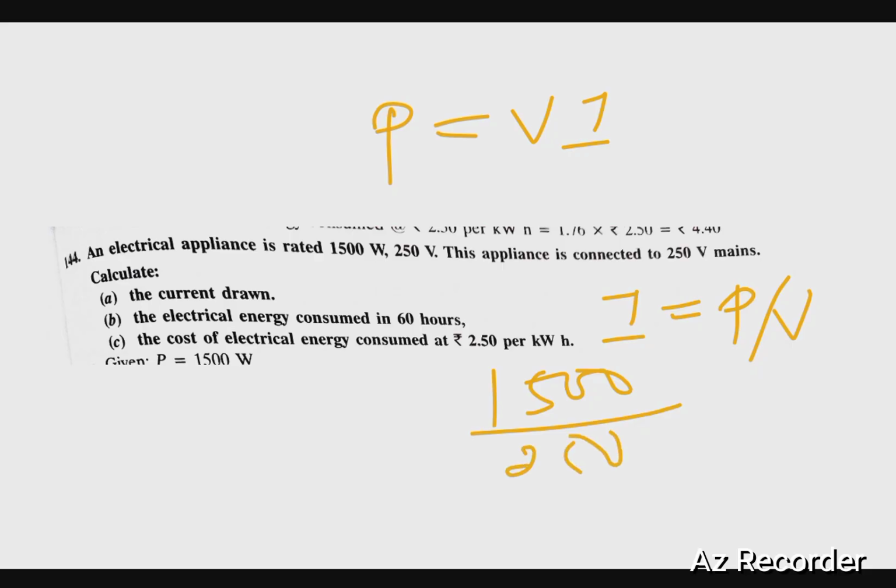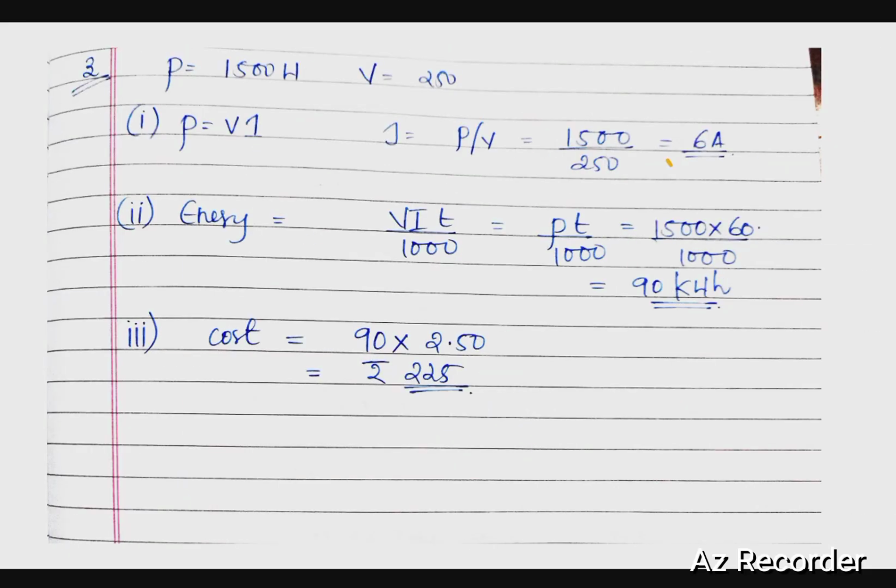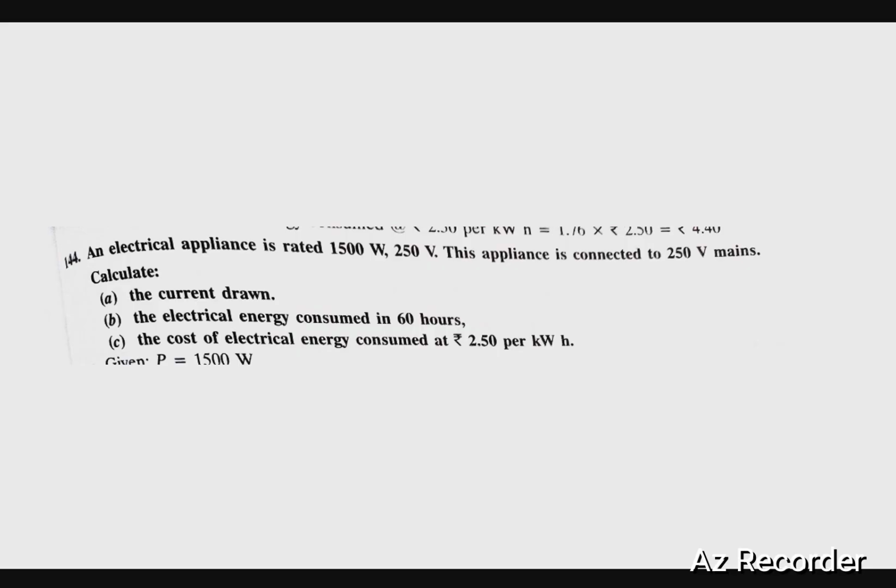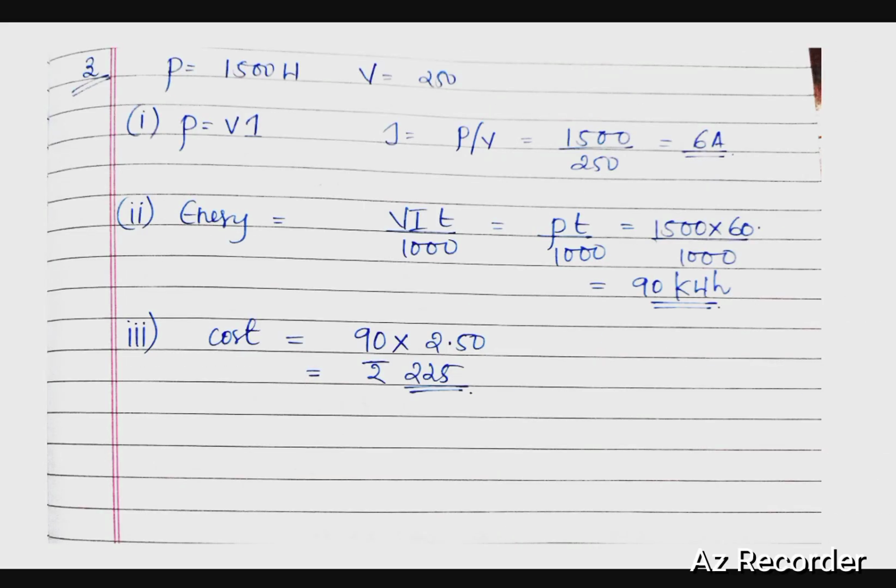Okay, so upon calculating we get it as 6 ampere. So this is an important equation: power is equal to V into I. Now we need to calculate the electrical energy consumed in 60 hours. Okay, so let's try solving it.